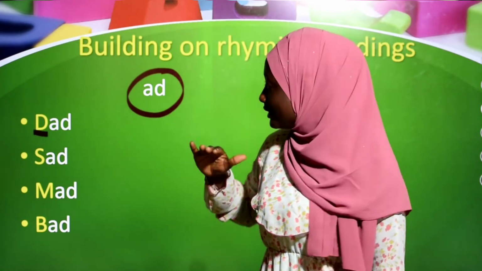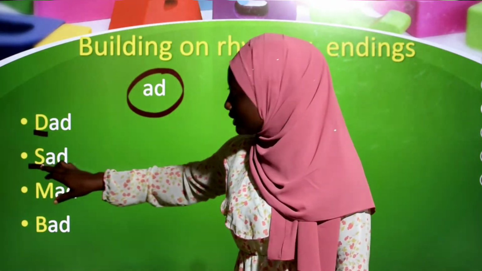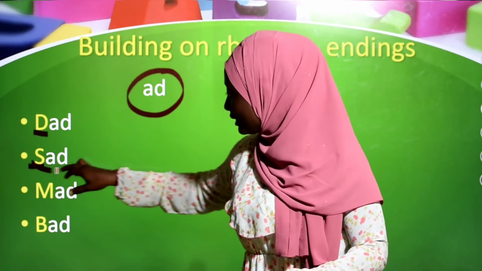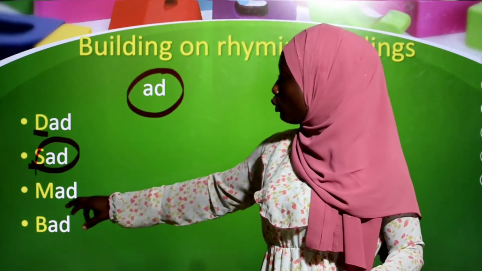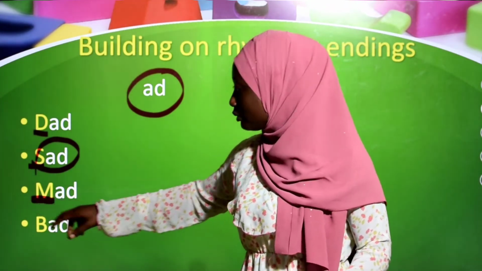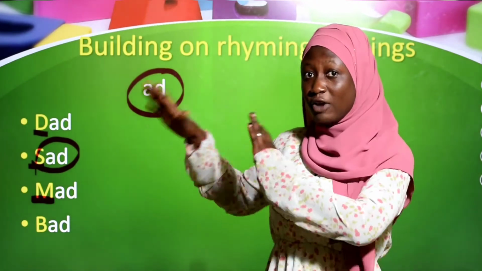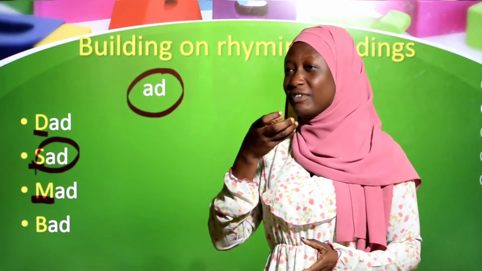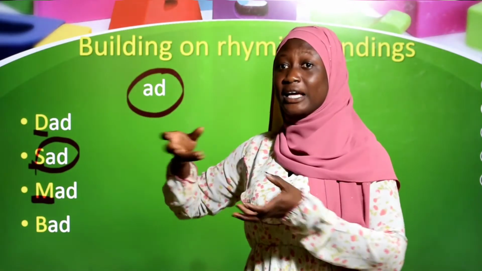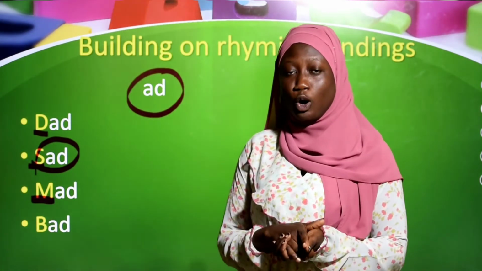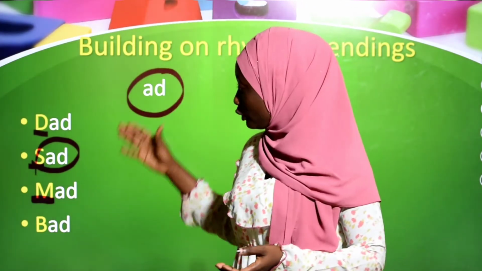The next example is sad. The initial sound is s and it has the ad at the end, which will give us sad. And also mad here with m as the initial sound and ad as the rhyme end. So all these examples have the same sounds at the end. It has the same rhyme ending, which is ad. I hope you all understood what I've talked about so far.